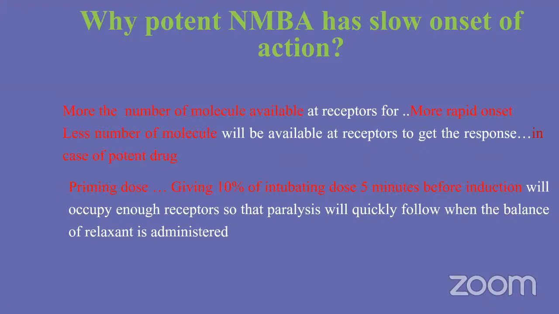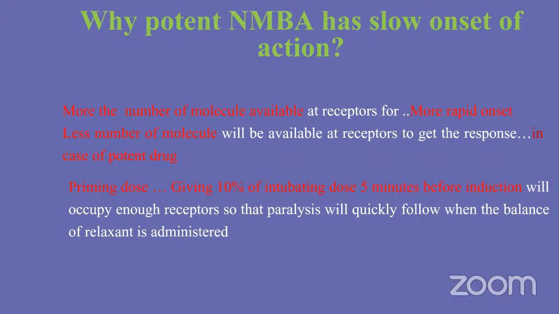The priming dose: giving 10% of the intubating dose 5 minutes before induction will occupy enough receptors, approximately 75% of the receptors, so that paralysis will follow quickly when the balance of the relaxant is administered. So to increase the onset of action, we can give a priming dose, which is 10% of the intubating dose.